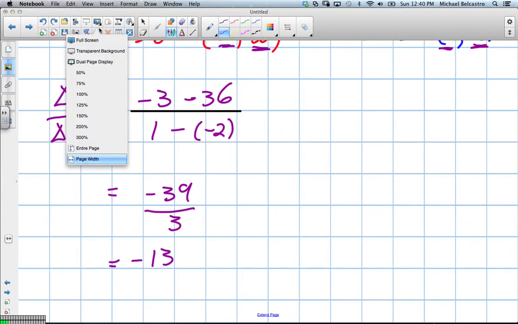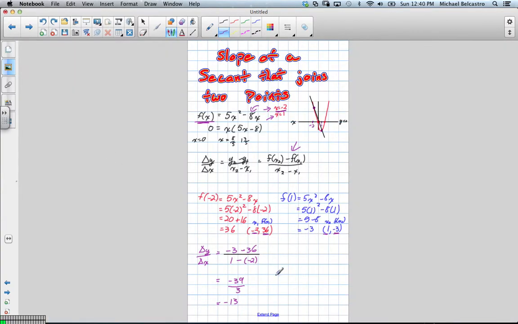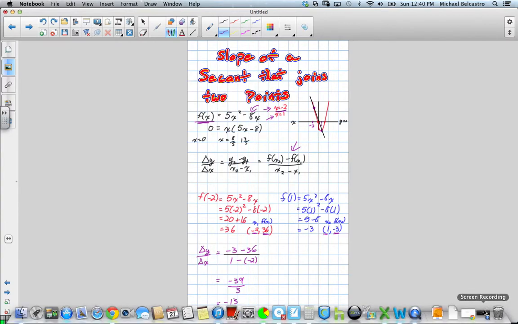So the slope of that secant line, they just wanted the slope, right? The slope of that secant line is -13. So the rise is -13, the run would be 1. And that's all that is.